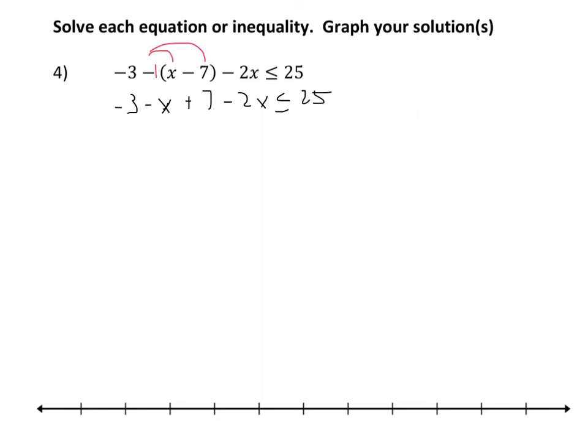All right, let's combine things on the left. So I can combine negative x with negative 2x. That's negative 3x. I can combine negative 3 and positive 7 to be positive 4.